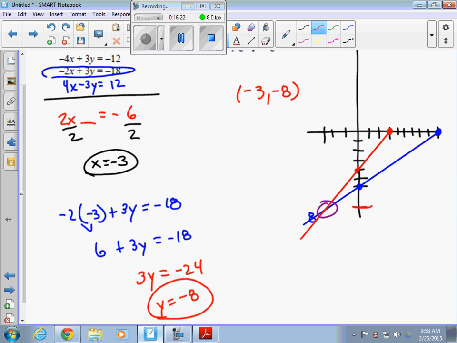The algebra eliminates the guesswork from it, because even if you do it perfectly, even if you do it on a sheet of graph paper and it's perfect, there's always going to be that little bit of estimation of negative 3, negative 8.